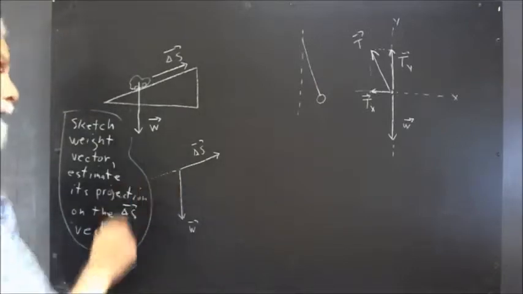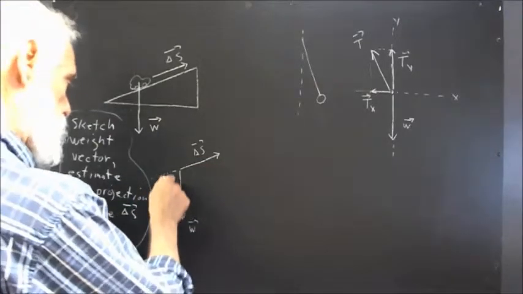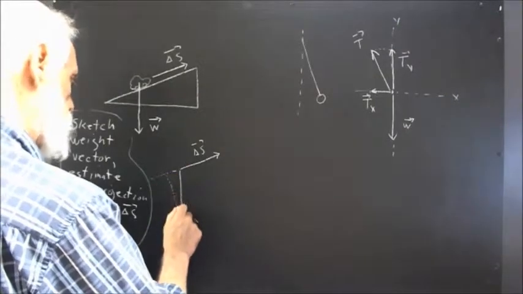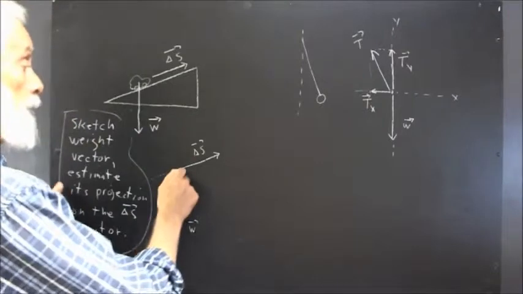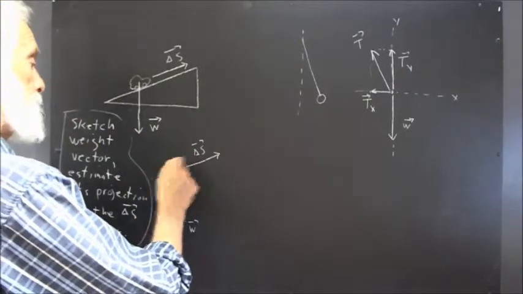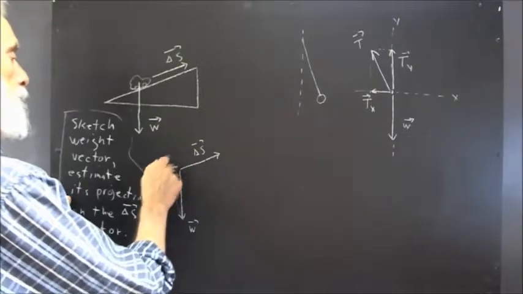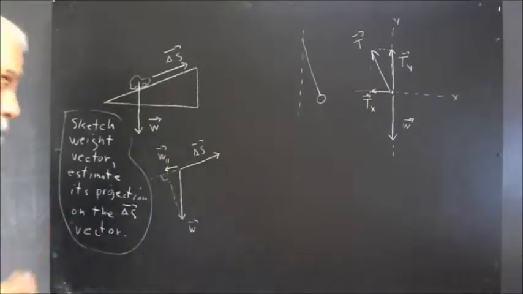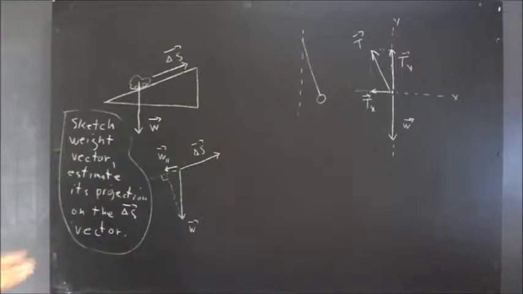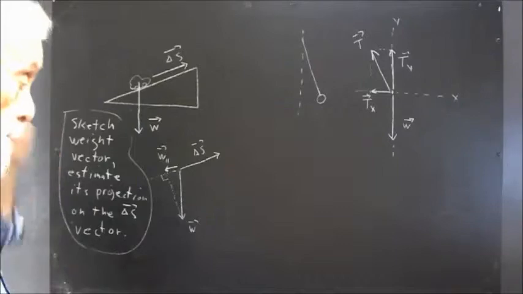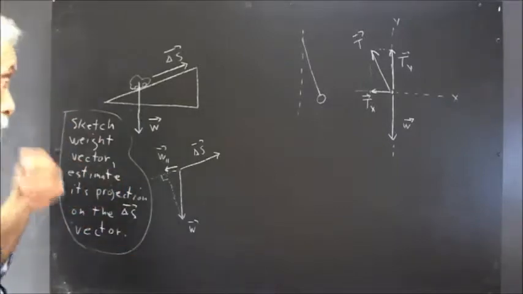Okay, here's the extension of the delta S vector, and we come back here at a right angle. I'm probably not going to do a real good job of this because I don't have a good angle on the board, but the projection line is going to look something like this. So here is our W parallel vector. Okay? And I didn't ask you to estimate the W parallel vector as a proportion of W, but I'm going to ask you to do that in a minute.